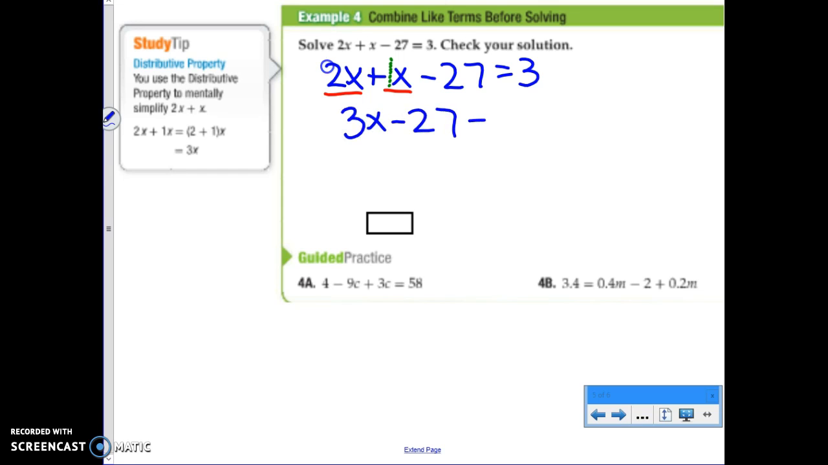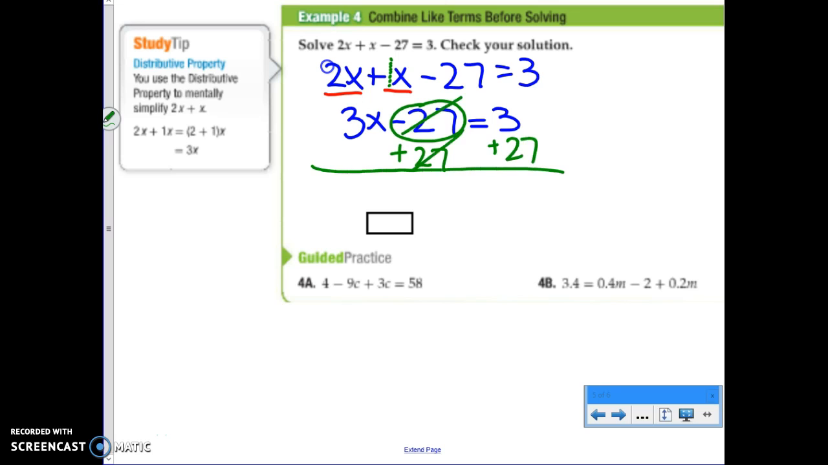Remember to go ahead and continue to write out the rest of the equation so that way you're not missing any parts. All right, then the next step here, I see that I've got a 3x and a minus 27. I know I need to get rid of everything that does not contain the variable, which would be my negative 27. The opposite of subtraction is addition, so I'm going to add 27 to both sides.